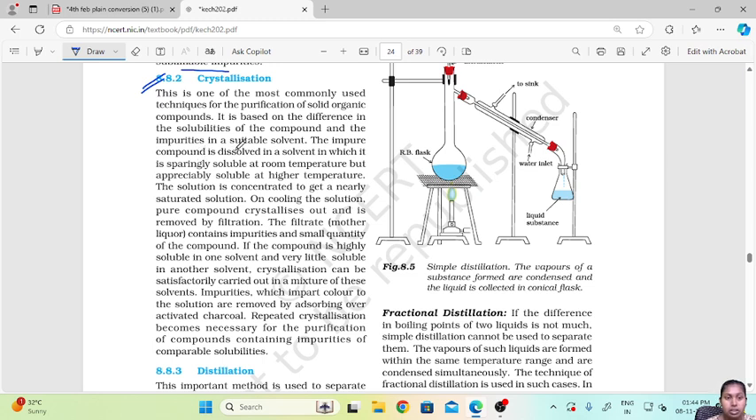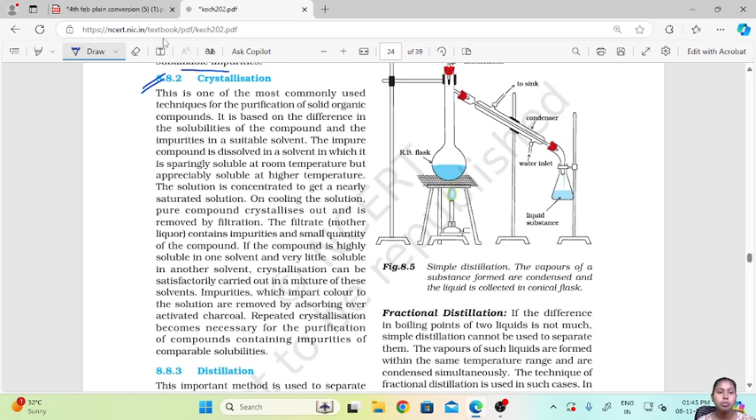Now, the impure compound is dissolved in a solvent in which it is sparingly soluble at room temperature but appreciably soluble at high temperature. Sparingly soluble means partially soluble at room temperature. Now, the solution is concentrated to get a nearly saturated solution. On cooling the solution, pure compound crystallizes out and is removed by filtration.